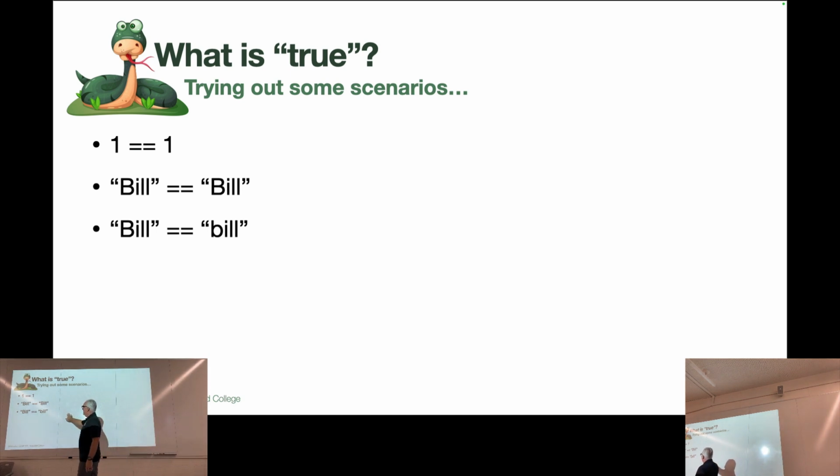Right, because strings are case sensitive. That's not the same as the uppercase B. And in fact, Python would see no connection between those things. They're just different. Either they're the same or different. And Python says they're different.